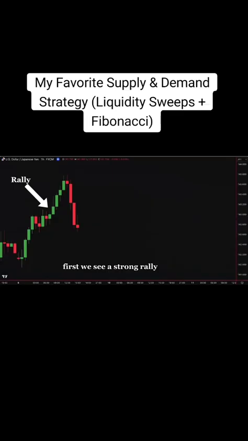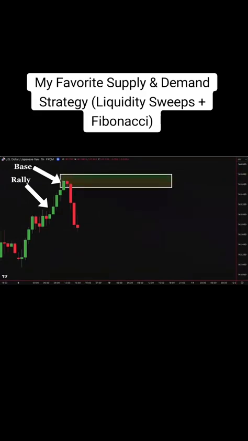First, we see a strong rally, likely fueled by institutional buyers, but then price stalls and forms a base. That's the handoff. Smart money begins unloading their positions quietly. The result? A sudden drop as selling pressure takes over.